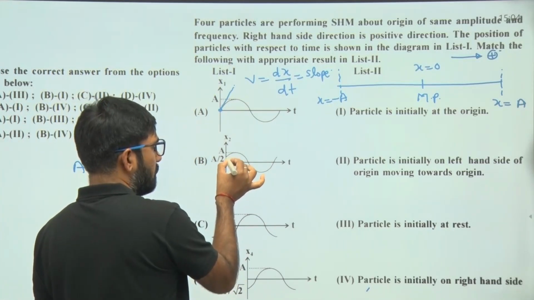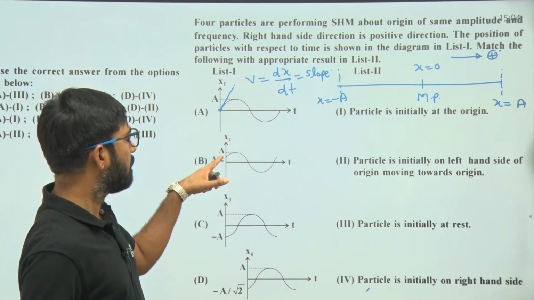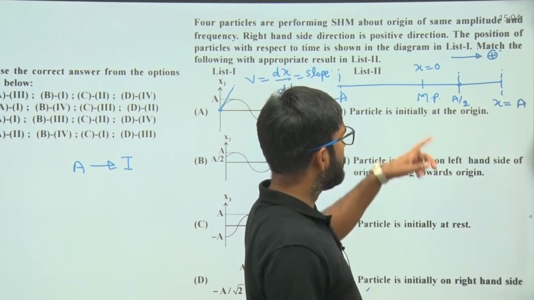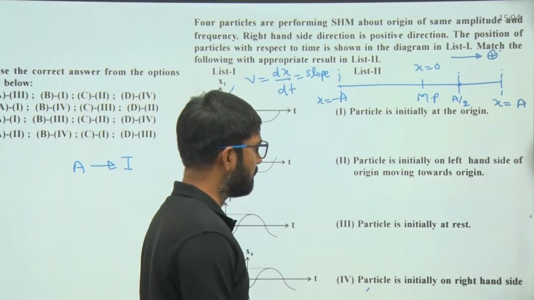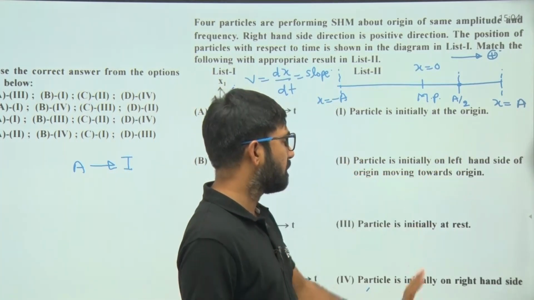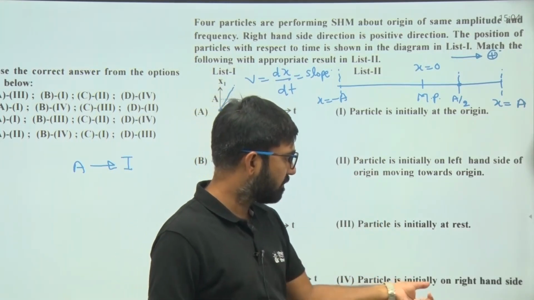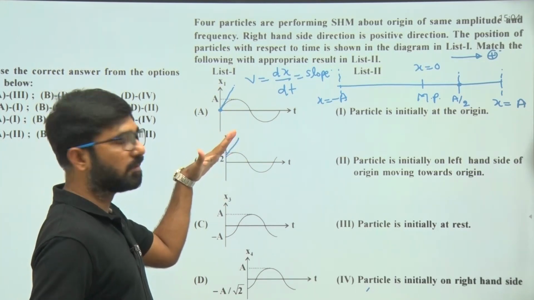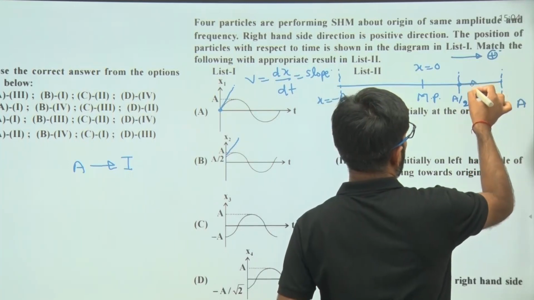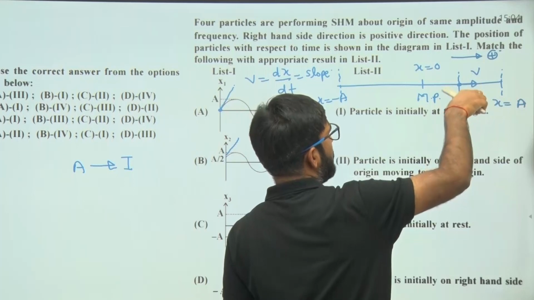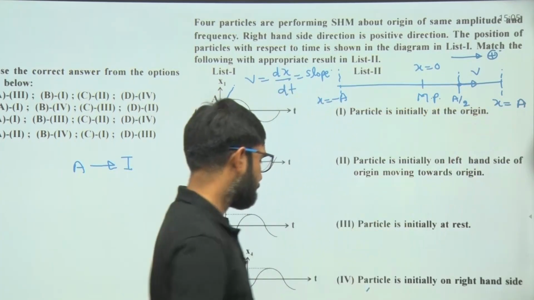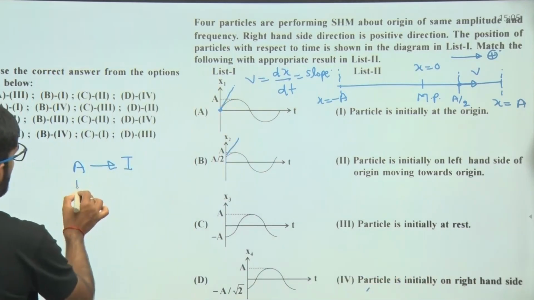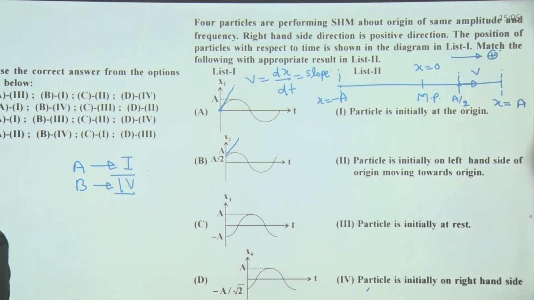According to this graph, at t equal to 0, the value of x is plus a by 2. That means the position of the particle is here, on the right side of origin. In the second option, it is written that the particle is initially on the left hand side of origin, this is incorrect. In the fourth option, the particle is initially on the right hand side of the origin, and if we check the slope at this point, the slope of the tangent is positive, that means velocity is positive. That means the particle is moving in the positive direction, away from the mean position, that means away from origin. In the fourth option, it is written that the particle is initially on the right hand side of origin and moving away from the origin. Then the answer of option B is fourth.